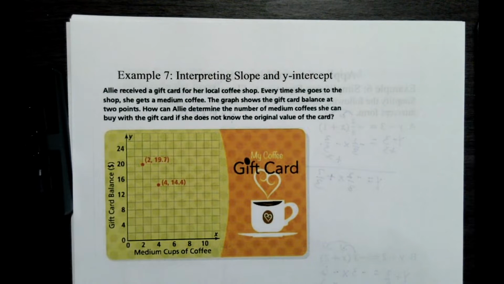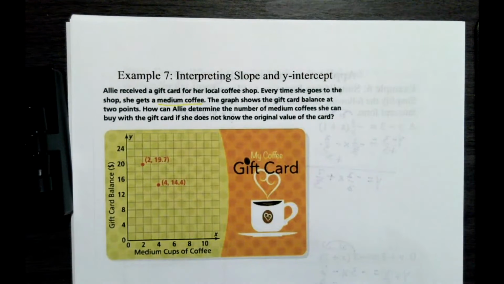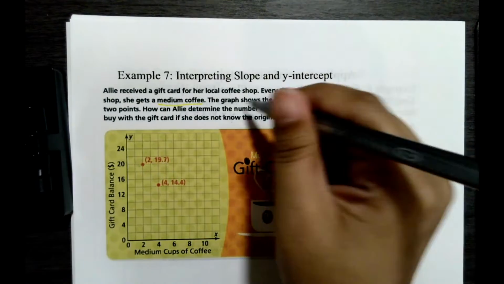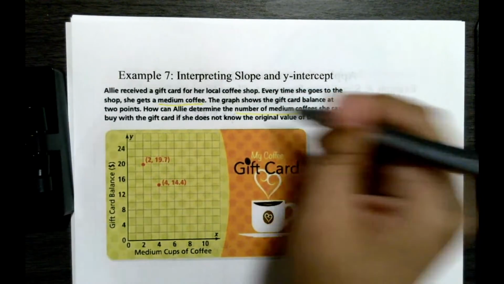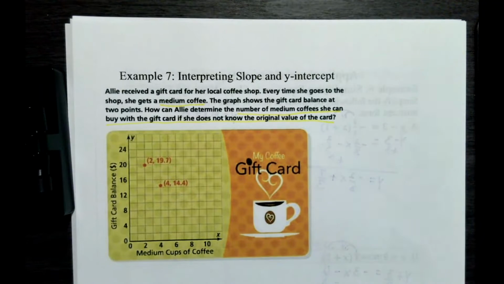So let's read. Allie received a gift card for her local coffee shop. Every time she goes to the shop, she gets a medium coffee. Highlight that medium there. The graph shows the gift card balance at 2 points. How can Allie determine the number of medium coffees she can buy with the gift card if she doesn't know the original value?